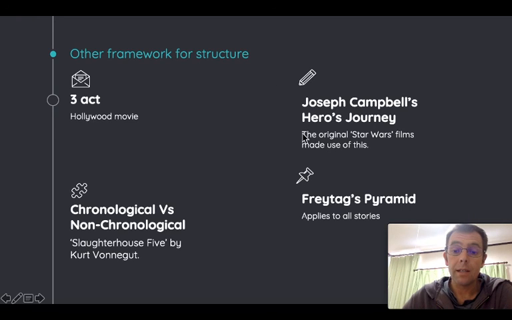And another one that's useful to look at is Freytag's Pyramid, which arguably you could apply to all stories, but that's the foundation of having an inciting incident, crisis, climax, and resolution or reorientation as well. So they're all different ways of looking at story structure that are really useful, and you can use them for different stories depending on what the story is.